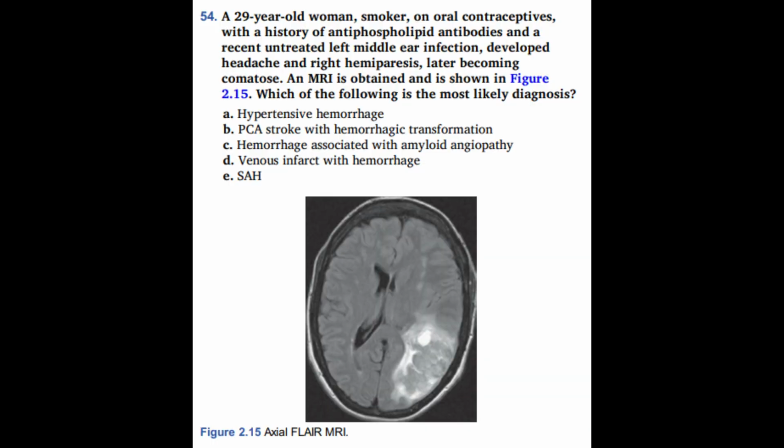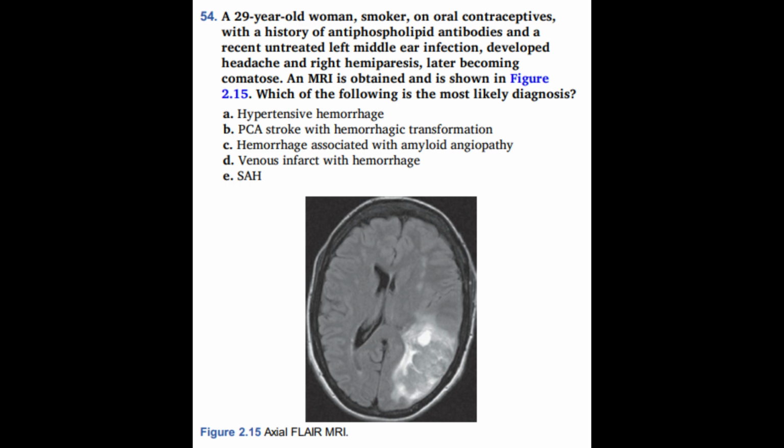Which of the following is the most likely diagnosis? A. Hypertensive hemorrhage. B. PCA stroke with hemorrhagic transformation. C. Hemorrhage associated with amyloid angiopathy. D. Venous infarct with hemorrhage. And E. Subarachnoid hemorrhage. What do you think?